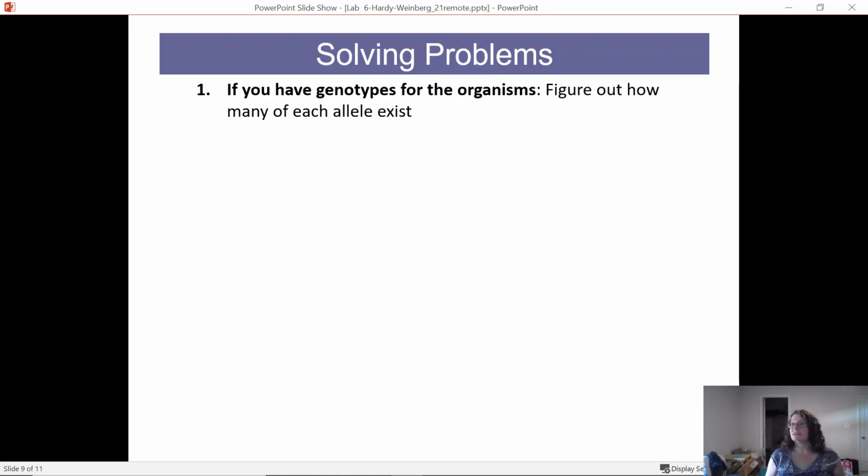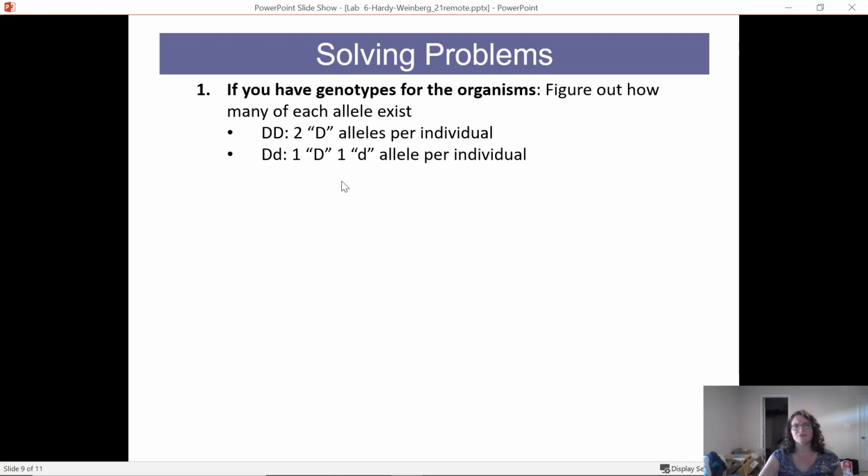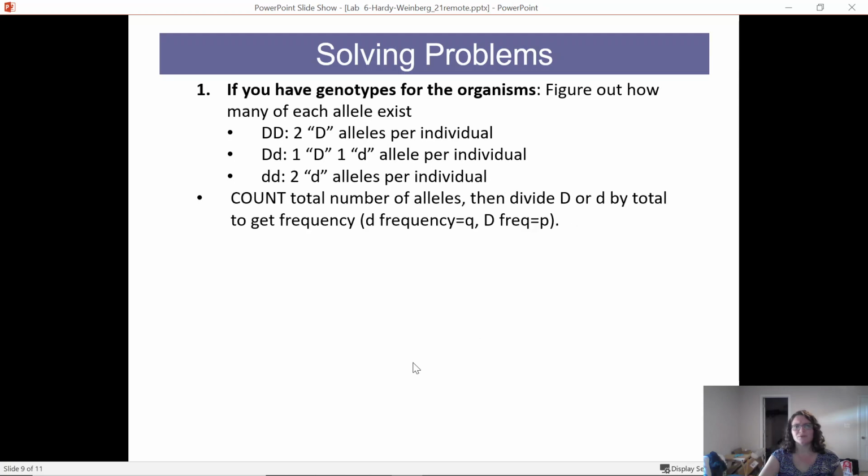So let's follow how to solve some problems for Hardy-Weinberg. If you have genotypes for the organisms, you're going to figure out how many of each allele exists. Again, if you have big D, there's 2 big D alleles per individual. This one has 1 big D and 1 little d allele per individual, 2 little d alleles per individual. You count the total numbers of the alleles, and you divide D or little d by the total number of alleles to get frequency. So that's how you get those percentages.